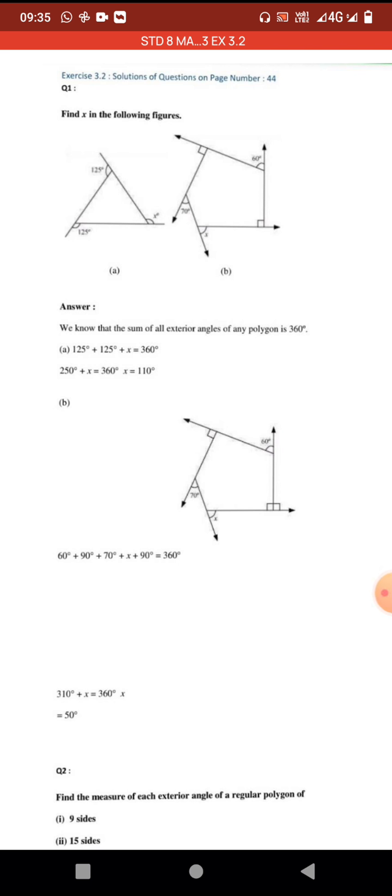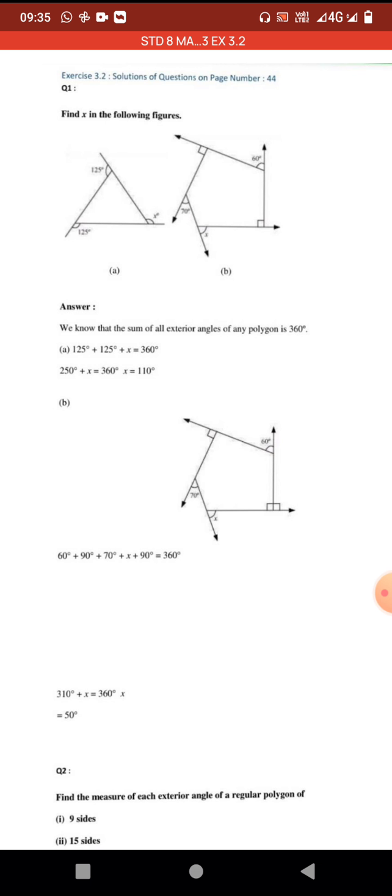In the previous class, we studied exercise 3.1. Now we are going to see exercise 3.2. Here also we are going to follow the angle sum property. Okay, now see the first question. Question 1. Find x in the following figures.